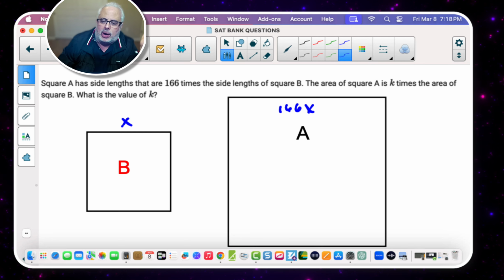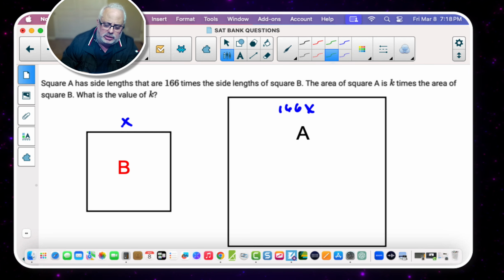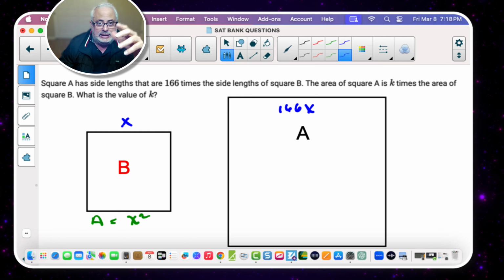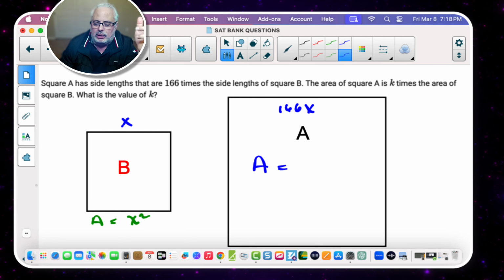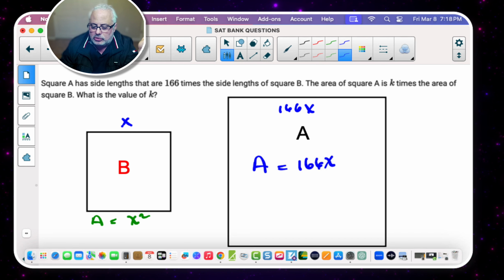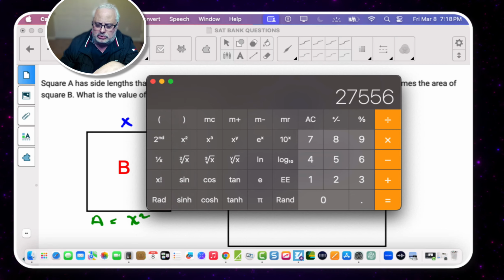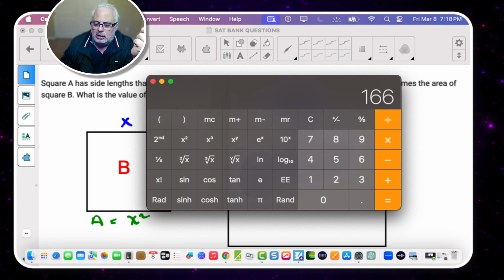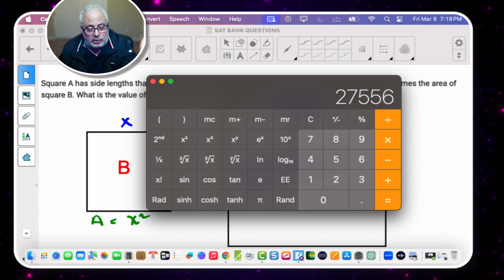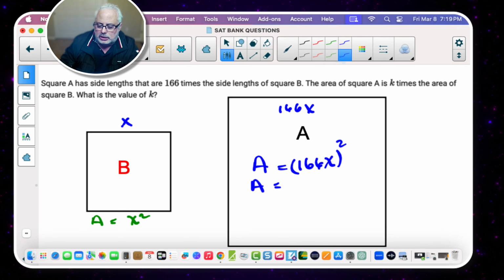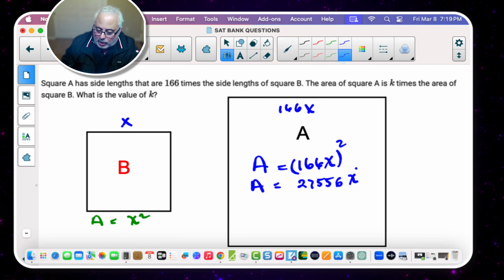What is the other information here? The area. So I'm curious to write the formula for the area. The area of the square B will be x squared. And the area of the square A will be 166x to the power of 2. I know that 166 to the power of 2 is a simple multiplication, 166 times itself. The answer is 27,556. So 27,556 x to the power of 2.